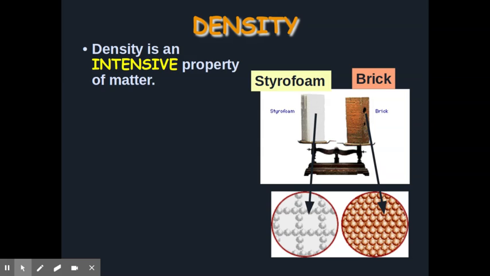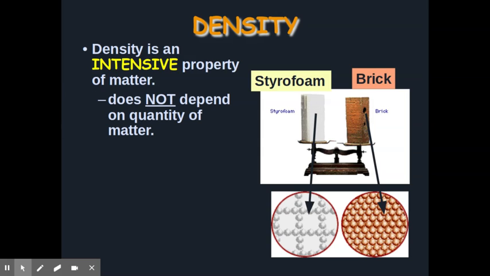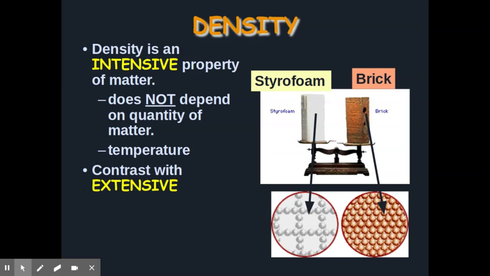So density is a property of matter that does not depend on the quantity of it. So it doesn't matter how much gold you have, it's always going to have the same density. Well, depending on the purity of it. Temperature is another thing. The temperature, melting points and boiling points are other properties that we can use to identify things too.